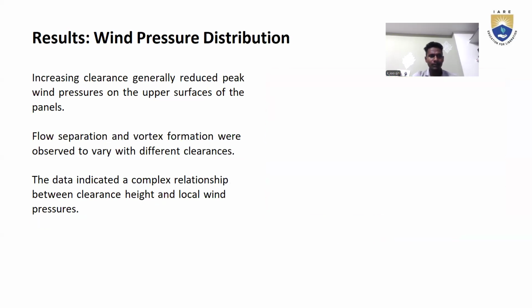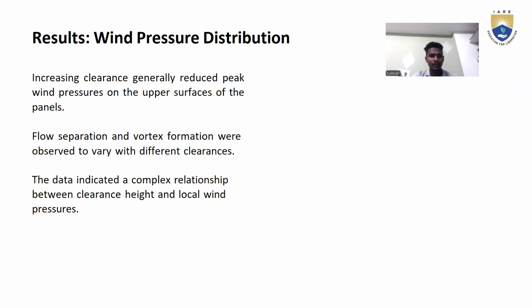Result: wind pressure distribution. Increasing clearance generally reduced peak wind pressure on the upper surface of the panel. Flow separation and vortex formation were observed to vary with different clearance. The data indicate a complex relationship between clearance height and local wind pressure.